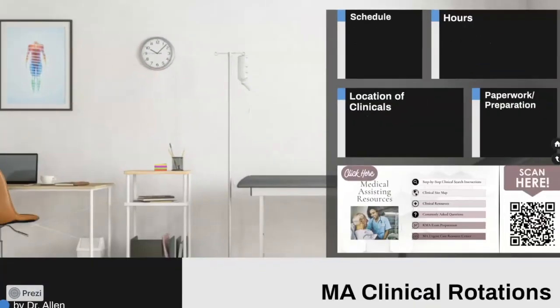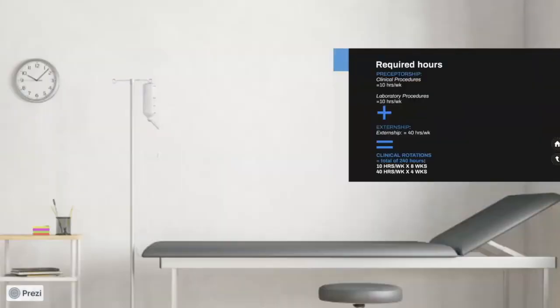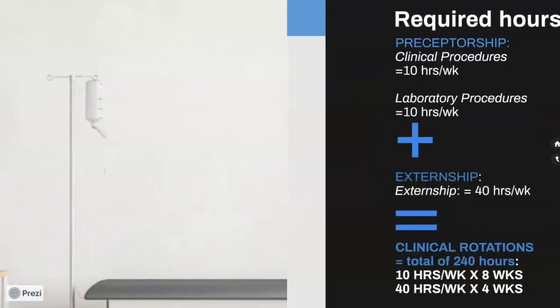So let's take a closer look at the hours and the paperwork that is associated with these hours. You'll be working 10 unpaid hours a week for 8 weeks, followed by 40 unpaid hours a week for 4 weeks, for a total of 240 hours. Following this standard schedule, you will be at your clinical site for a total of 12 weeks.